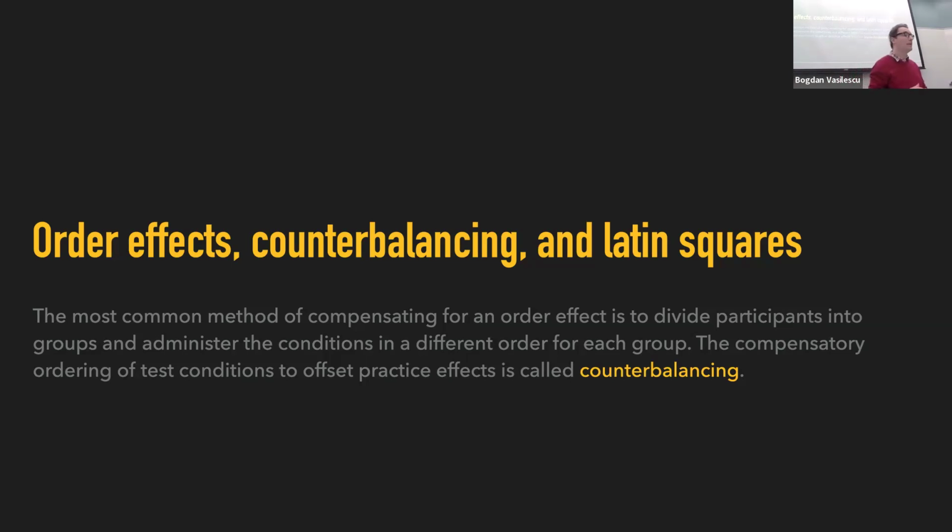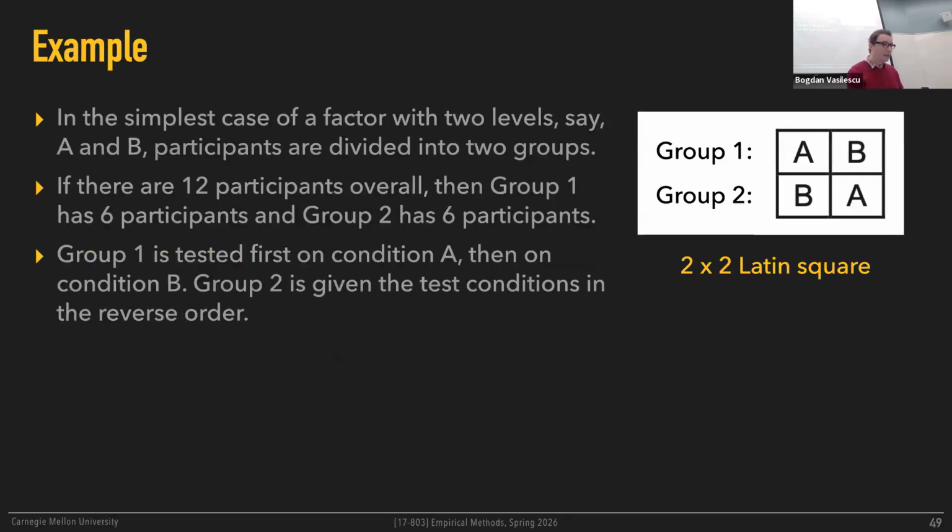This idea of counterbalancing or Latin squares, that's one common design for this. So if we have a factor with 2 levels, say A and B, like two types of keyboards here, participants are divided into 2 groups. Half of the participants go through the conditions in the AB order. The other half go through the conditions in the opposite order, BA.